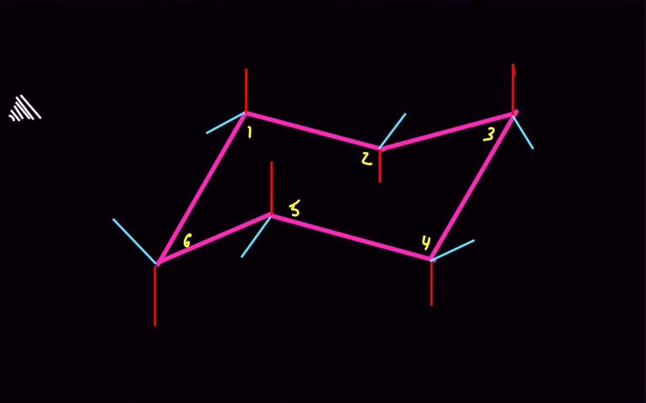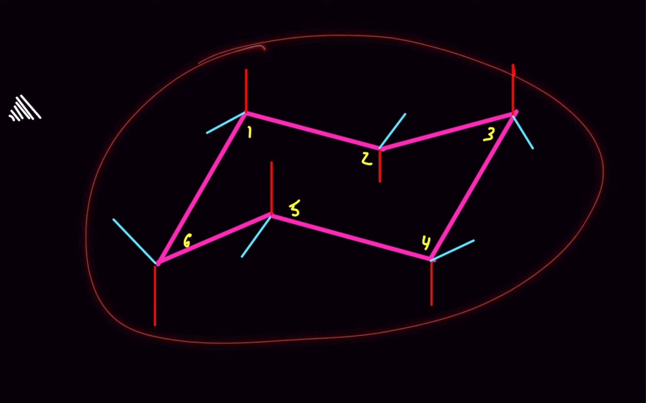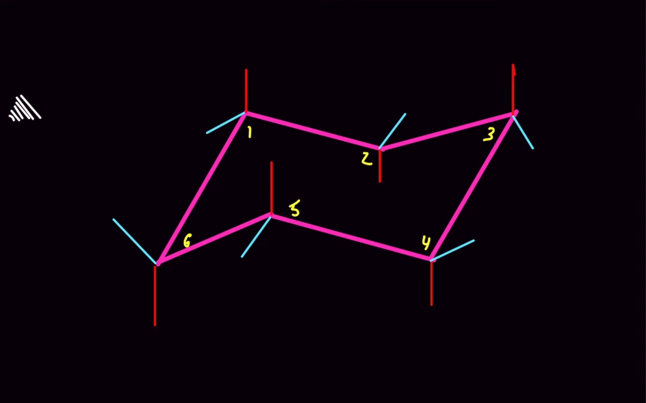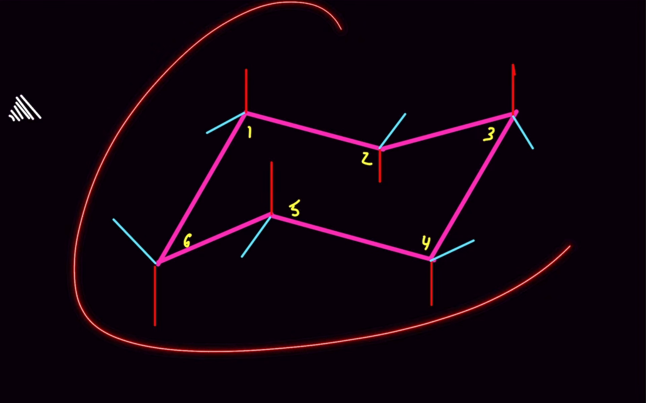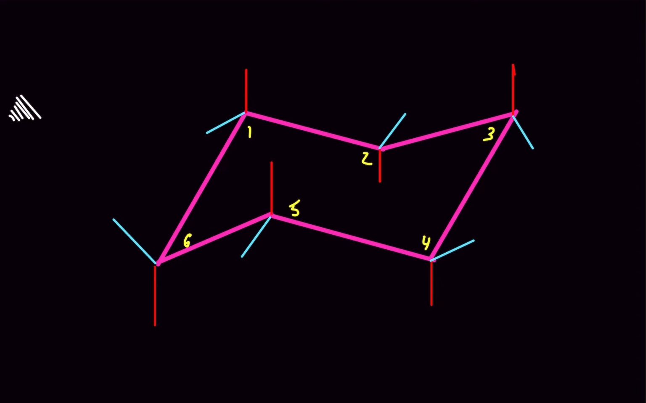Imagine you burn your organic chemistry textbook and you go to prison. This right here, if you memorize this, this is your escape plan for all chair conformations. If you remember this, you can easily do any chair conformation on an exam. This right here is your cheat sheet, your getaway plan.